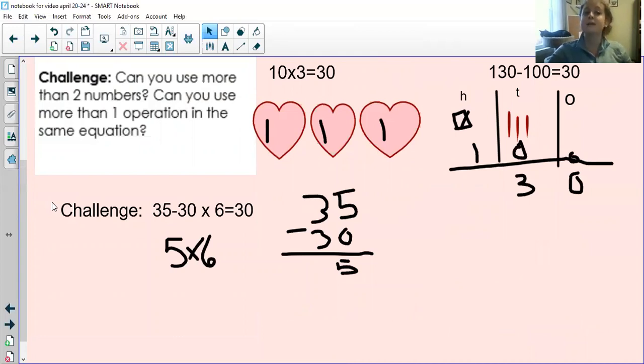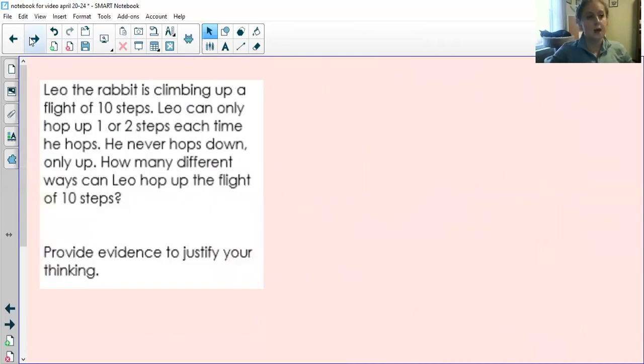Now the next problem is hard. I'm going to be honest with you. There are a lot of answers to this question. I am going to tell you right now, you need to absolutely draw a picture. If you do not draw a picture, it makes it very difficult to solve. I will show you my picture. I will show you how many ways I came up with. I am challenging you to come up with more ways.